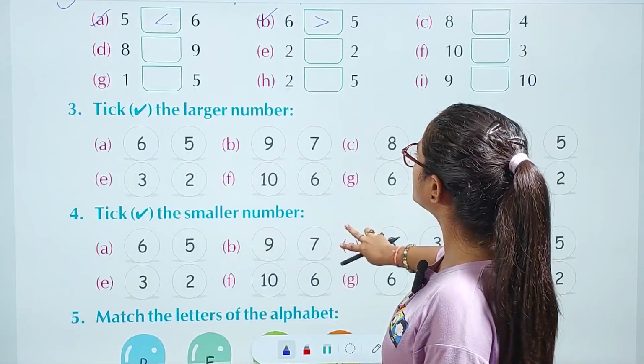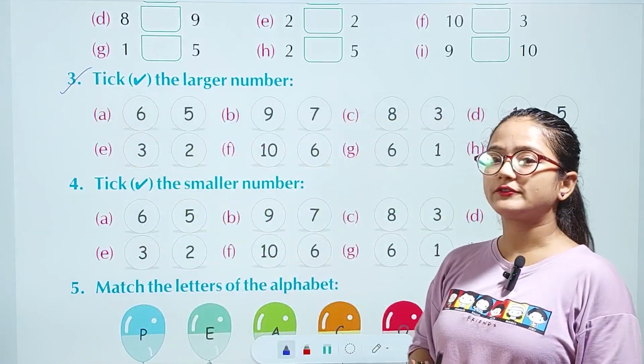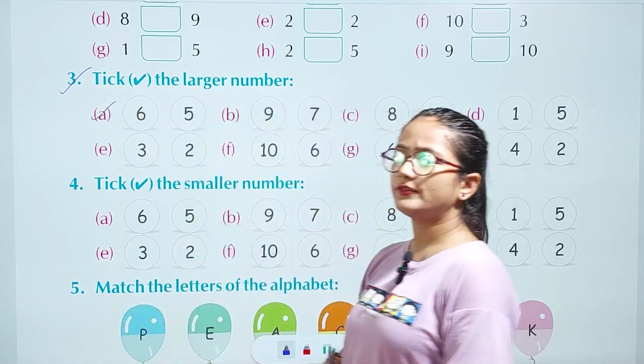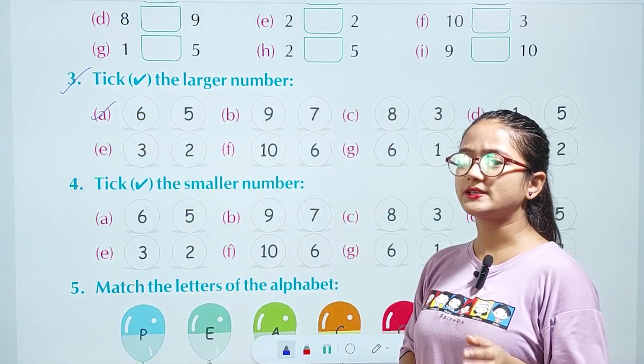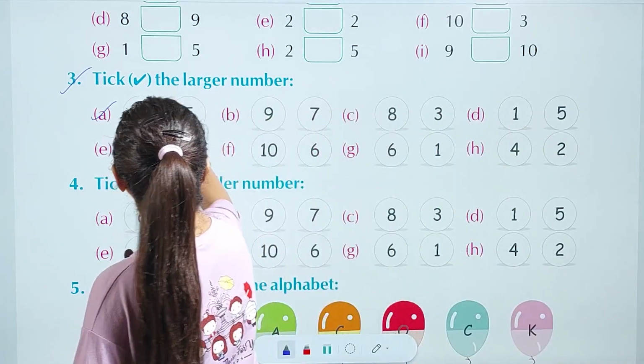Now let's move into the next question. Take the largest number. You have to take the largest number. First one, it is given 6, 5. Which number is largest? Is it 6 or 5? The answer is 6. So you have to take 6.